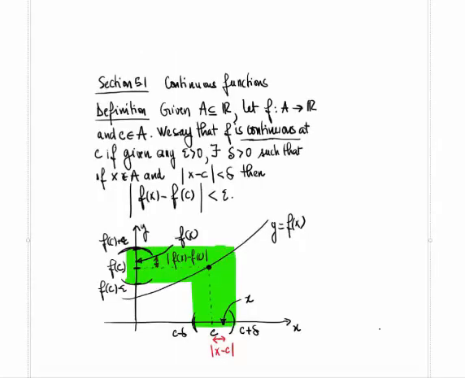So given a set of real numbers A, and let f be a function between A and R, and let c be an element in the domain of f, we say that f is continuous at c if for any epsilon which is positive there exists a delta which is positive, which also often depends on epsilon and c, such that if x is in A and if the distance between x and c is less than delta, then the distance between f of x and f of c will be less than epsilon.